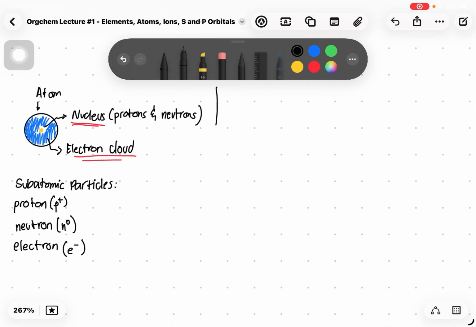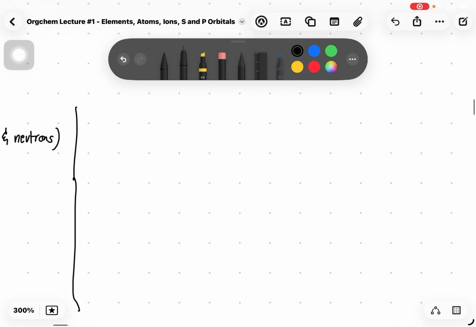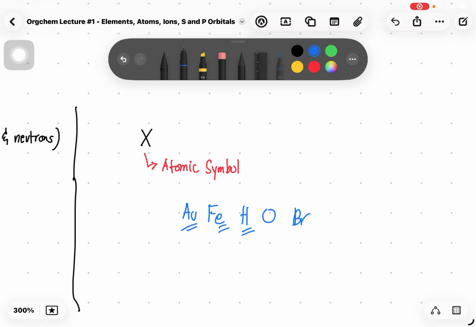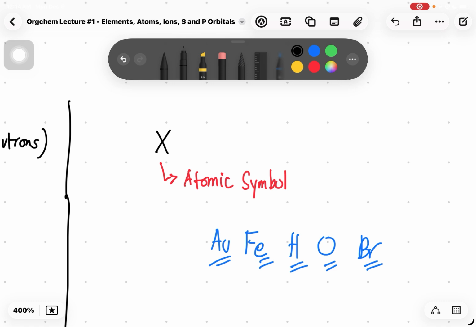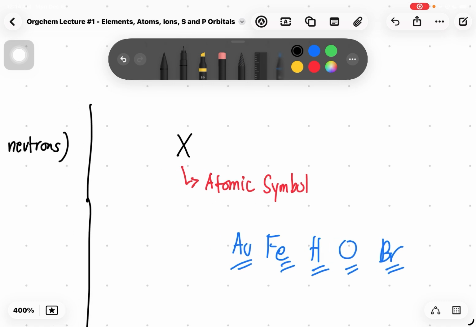So, in every element, we have three main parts. X, which is the atomic symbol, in every element in the periodic table, rather. When we look at the periodic table, we can see things like Au, Fe, H, O, Br, that stuff. These are the atomic symbols of each element. And the main parts of those are, like I said, X is the atomic symbol, and Z here, this is our atomic number.